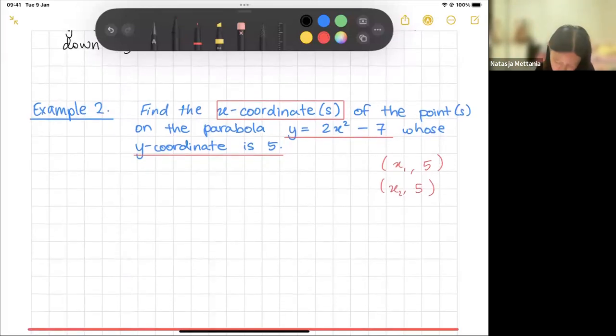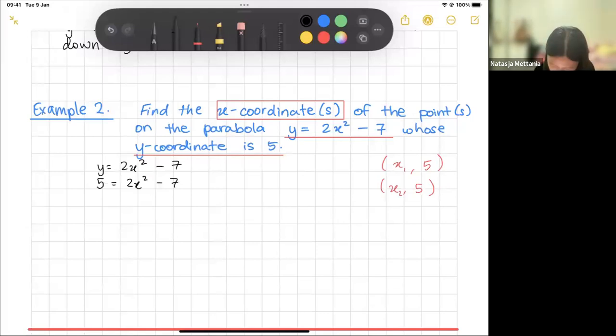All right, so this is what we're going to do. We're going to use our algebra skills and our equation skills. First up, we're going to write down my equation, which is y equals 2x squared minus 7. Then, using my information that the y coordinate is 5, I'm going to substitute the y for 5. So I'm going to do this: 5 equals 2x squared minus 7.